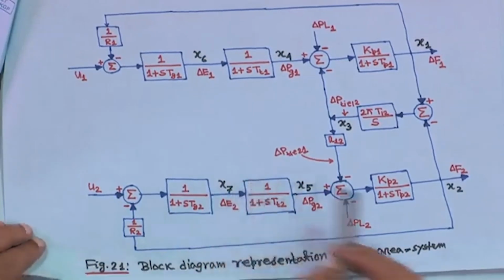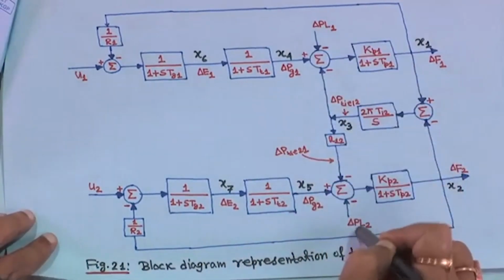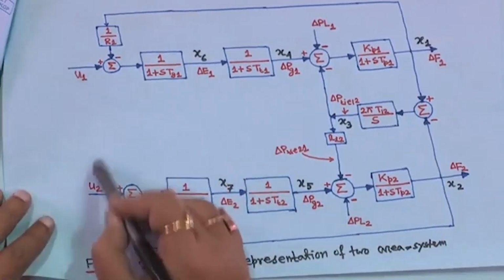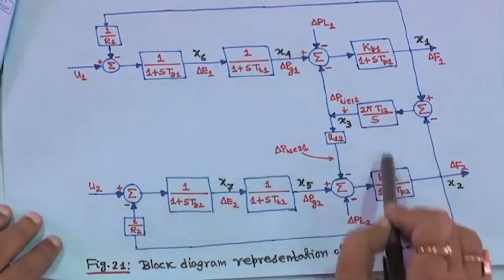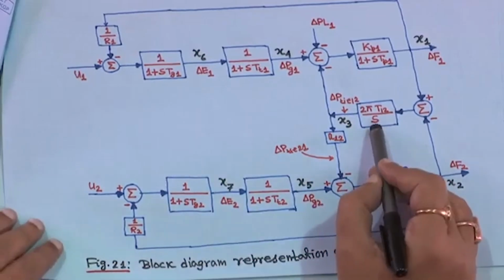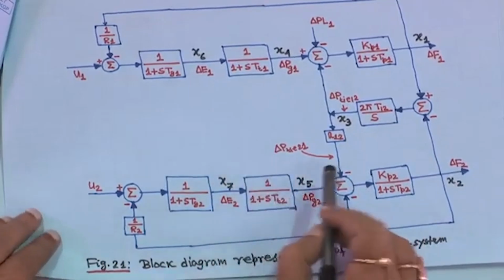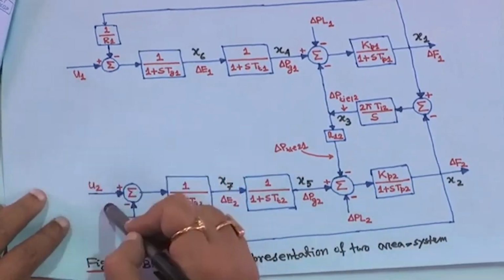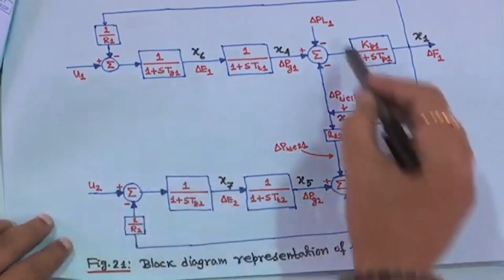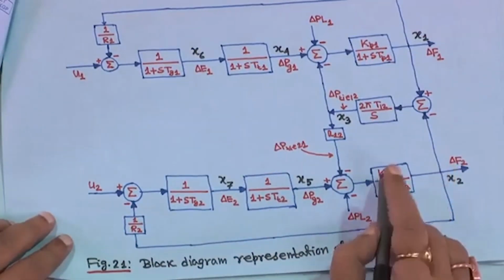So, if you look into the system, there are two disturbance elements, delta PL1 and delta PL2, and two control signals, U1 and U2, and there are 7 such blocks representing the Laplace transform term S. That means the system order is 7, so the A matrix will be 7 by 7, and two control signals U1 and U2 are there. That means the B matrix will be 7 by 2, and the disturbances delta PL1 and delta PL2 mean the disturbance matrix will be 7 by 2.